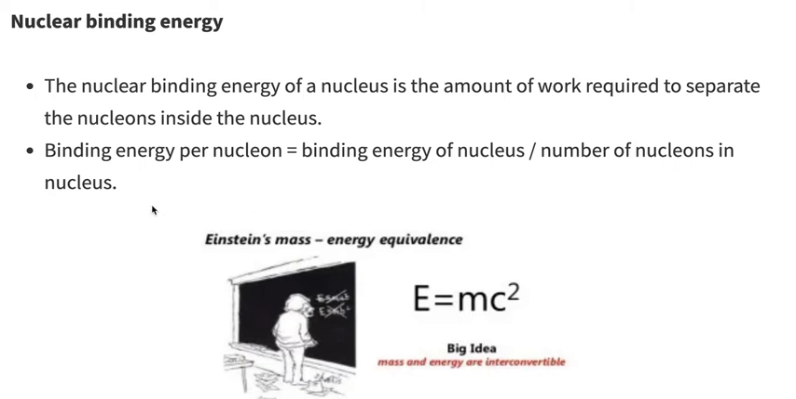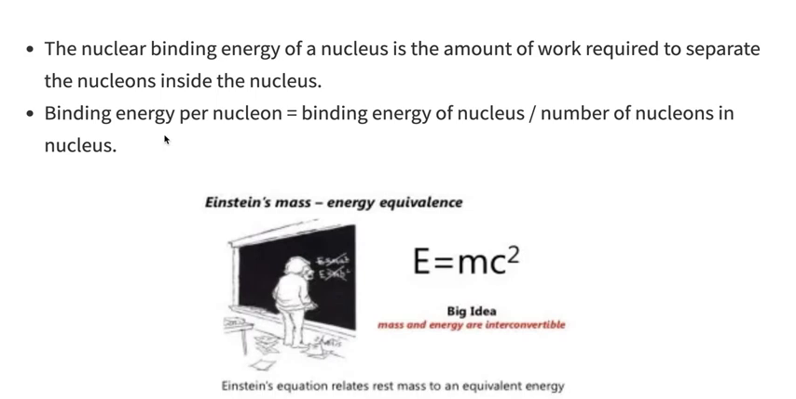So we often talk about the binding energy as an average amount of energy per nucleon, per whatever it is you're trying to remove, okay? So the binding energy per nucleon equals the binding energy of the entire nucleus divided by the number of nucleons in that nucleus, which makes sense. Remember, nucleons is just a fancy word for protons and neutrons together.